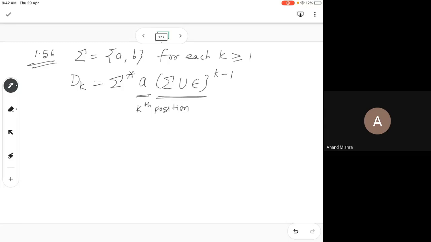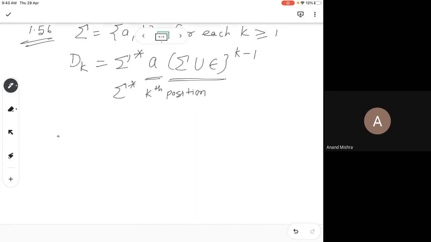If empty is not there, then it is the kth position, right? At least once. And then there is sigma star, which can be any A, B, C, D, anything. So the language consists of all strings that have at least one A among the last K symbols, right? This is the Kth symbol because you have K minus 1 times this. At least the last K symbol is A. So how do you design a finite automaton for this?